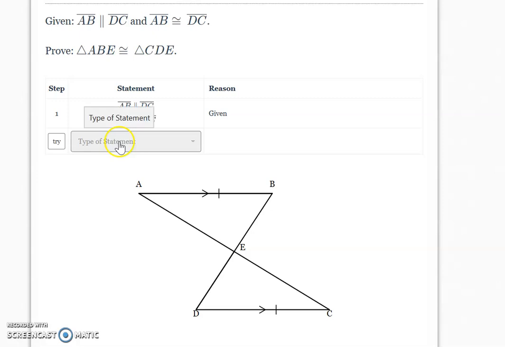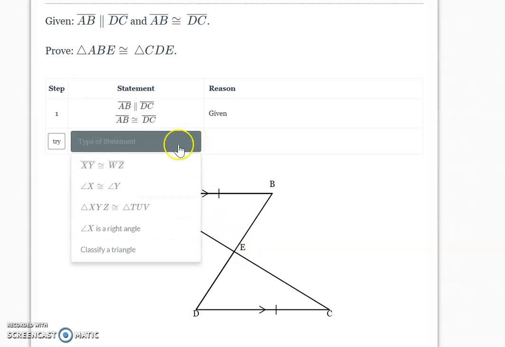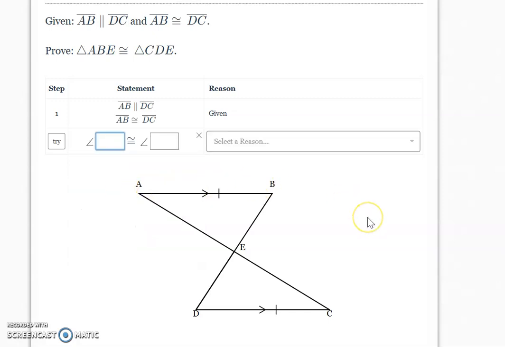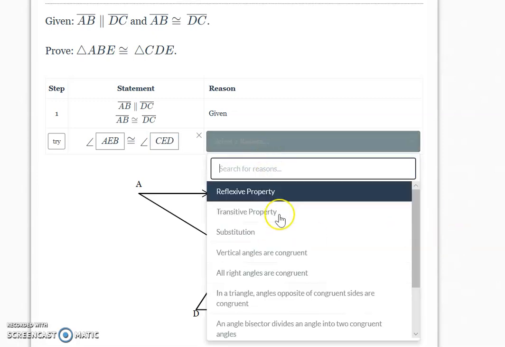So what we're going to do right here is we're going to say that these two angles are congruent. So I want to show that two angles are congruent. Now I need to name what those two angles are. So I'm going to call this one up here AEB, because that is this angle right there, AEB. And then this angle I'm going to call CED. So CED. And we said that those were vertical angles.